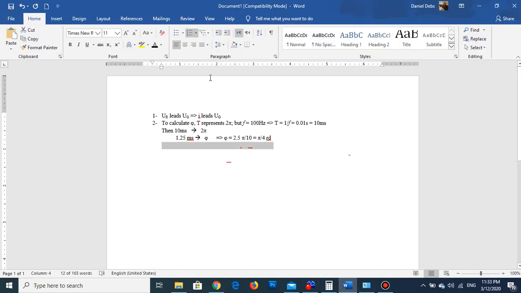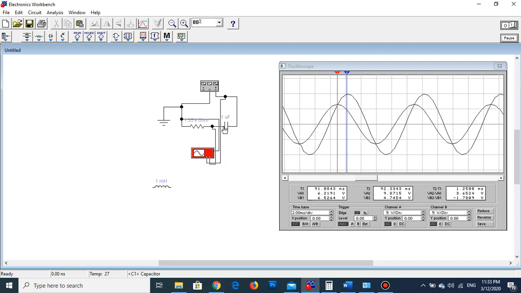And now, going to achieve another goal, is to assume that C is an unknown capacitor and we want to calculate it from the oscillograms.